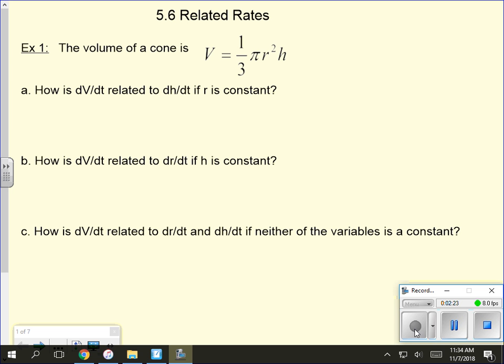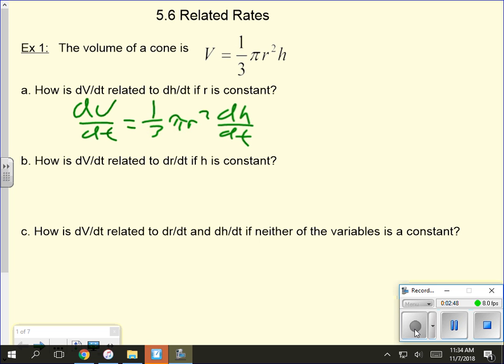So the derivative of V is dV/dt. The derivative of 1/3 pi r squared h is 1/3 pi r squared dh/dt. Because if r is a constant, if the radius does not change, but only the height is changing, that is my relationship between the two.